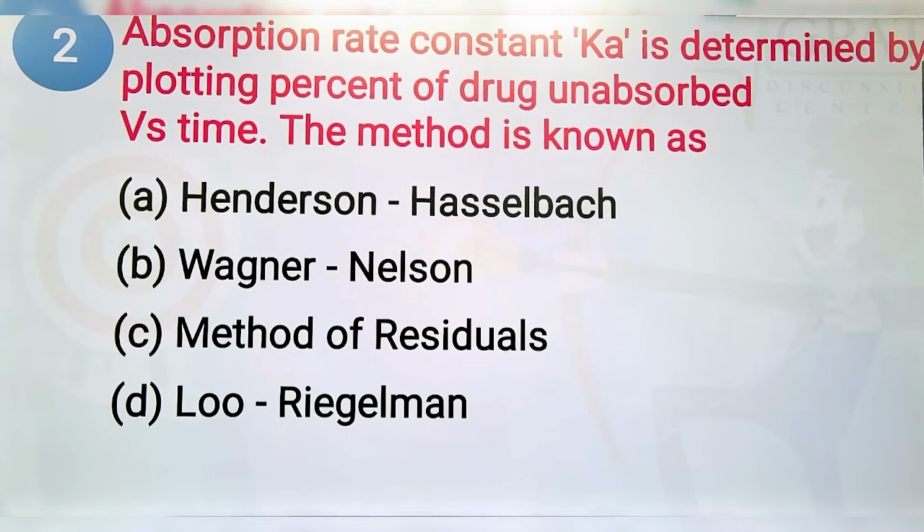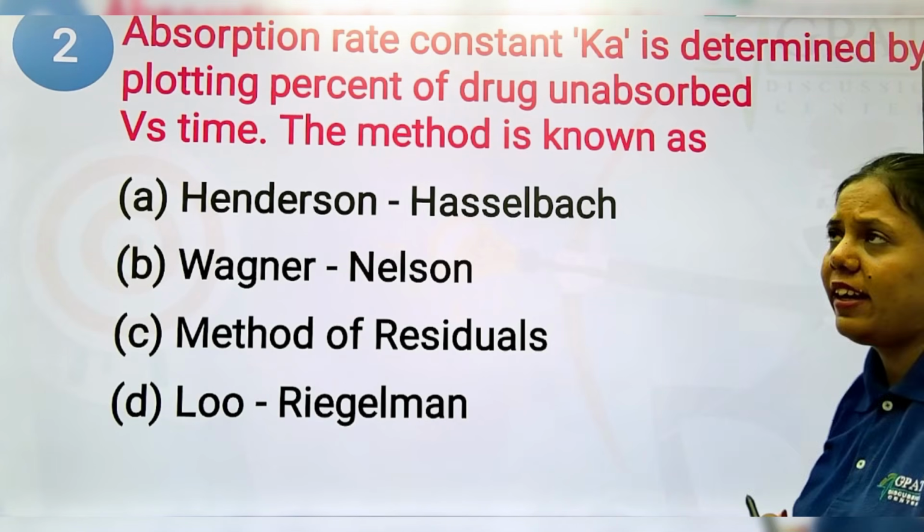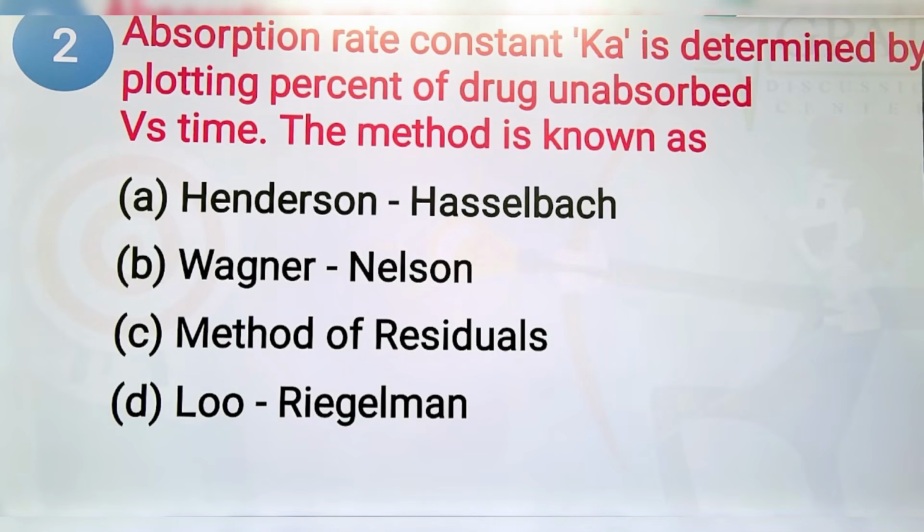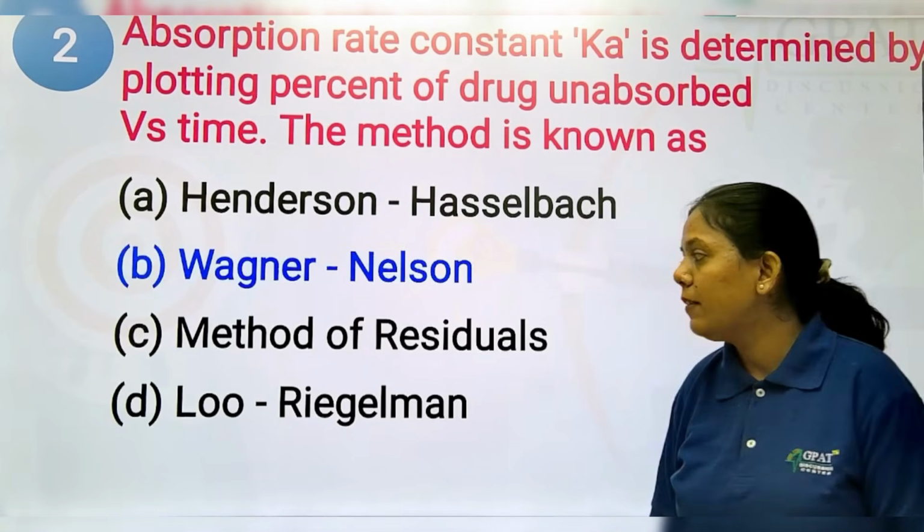Next question is absorption rate constant, which is given by Ka. It is determined by plotting percent of drug unabsorbed versus time. The method is known as Henderson-Hasselbalch, Wagner-Nelson method, method of residuals, or other methods. So we know that the Henderson-Hasselbalch equation is related to the pH and the pKa value of the drug. It tells about the ionization of the drug. Whereas the absorption rate constant is given by the Wagner-Nelson method. Option B is the right answer.